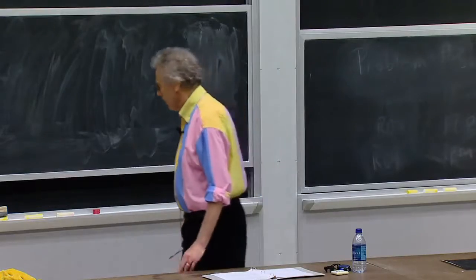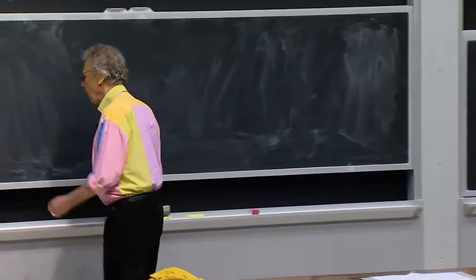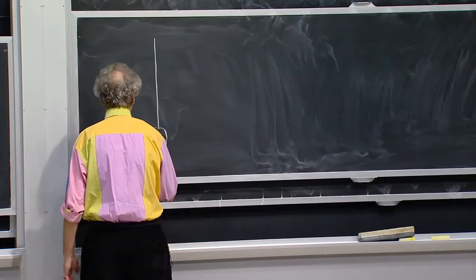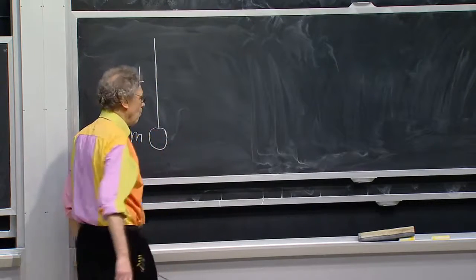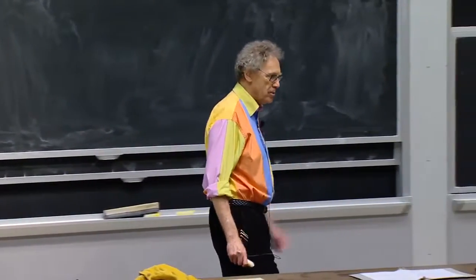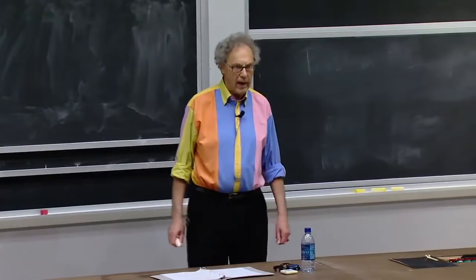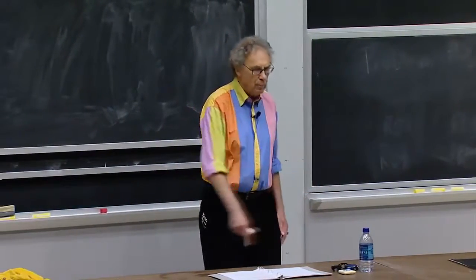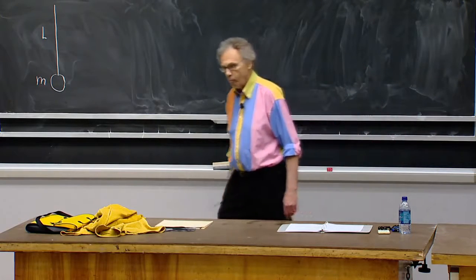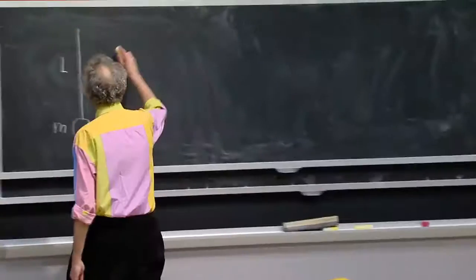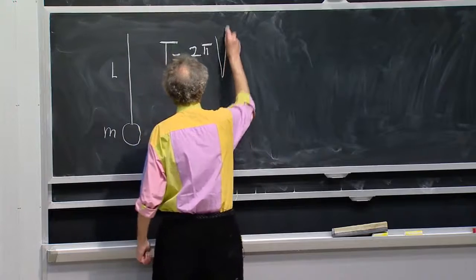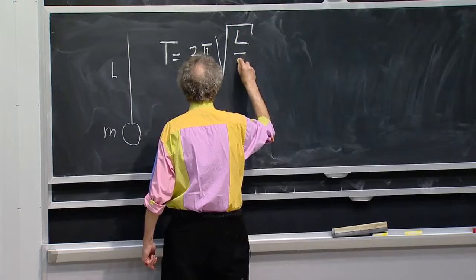If you have a pendulum, this is a pendulum, mass m, length L, then you can derive, which I do in class, but I won't bore you with that, how long it takes for the pendulum to make one complete oscillation. We call that the period of the pendulum. And I derive in class that that period equals 2 pi times the square root of L over g.